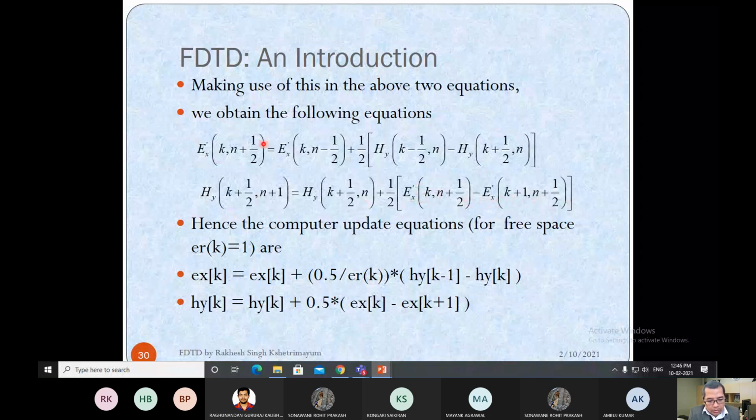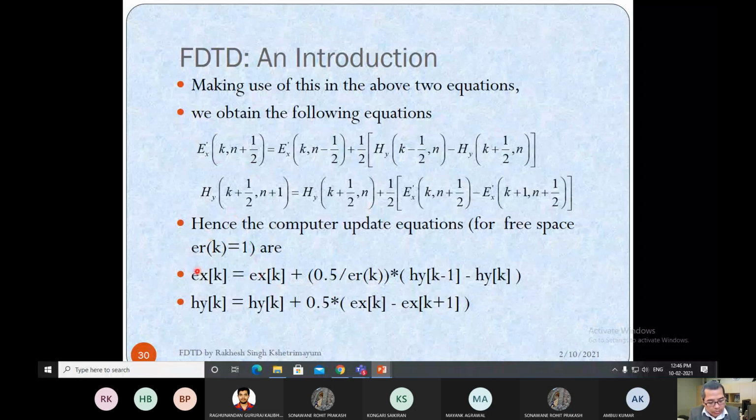How do I convert this into a computer update equation for free space, where epsilon r at k is equal to 1? This is the dielectric constant for free space. Epsilon r is 1. So what is the epsilon for free space? It is epsilon 0, and epsilon r is 1. So we can write the computer update equation simply as Ex[k] equal to Ex[k].